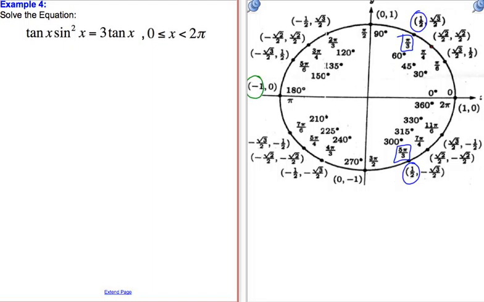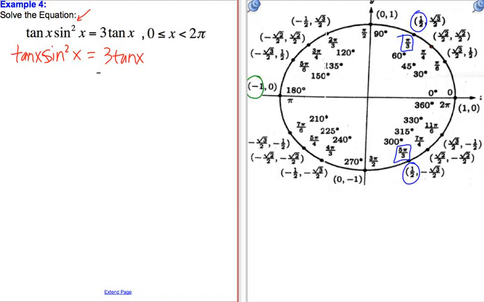Tangent of x plus sine squared of x equals 3 tangent of x. Okay, so this equation, I see it's a quadratic. I see that there's tangent and sine, so I'm tempted to think about identities, and you'll see more on that in video 3. But this one can be solved using what we just did.